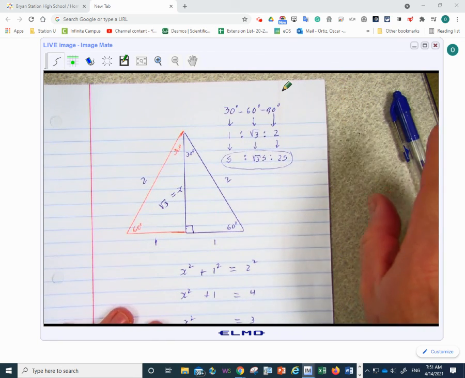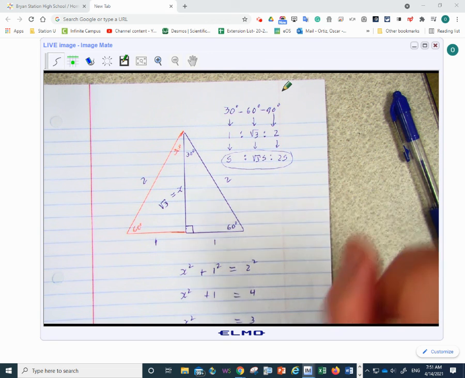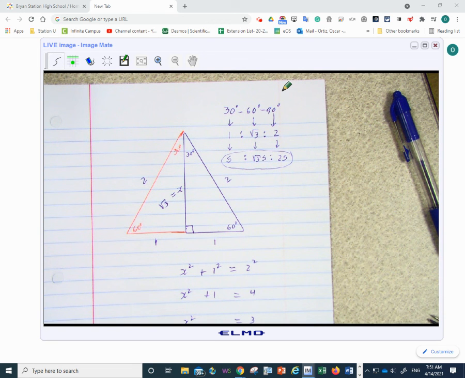I will give you more examples in class, and you guys will be ready to do your practice. So let's stop it for right now.